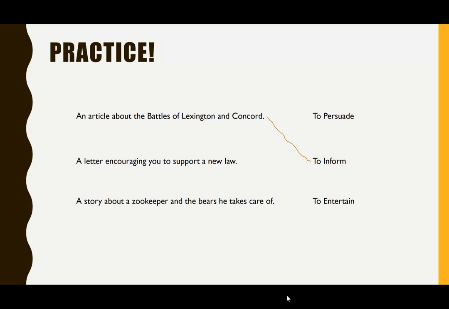A letter encouraging you to support a new law. So the author is a supporter of a new law that Congress is talking about and wants you to support it as well. What author's purpose would you see? To persuade. A story about a zookeeper and the bears he takes care of. Maybe these bears are funny, they are active, and the author really enjoys them. To entertain.